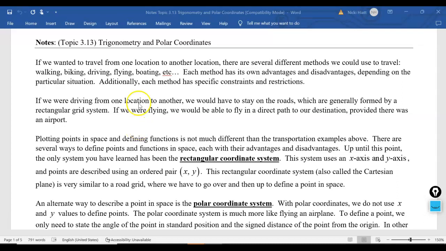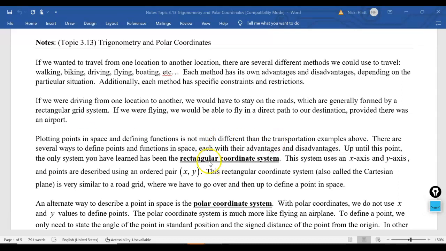However, if you're flying or on a boat, then you don't have to follow the road system. You just go directly to where your destination is. And that is what we're going to see with polar coordinates.